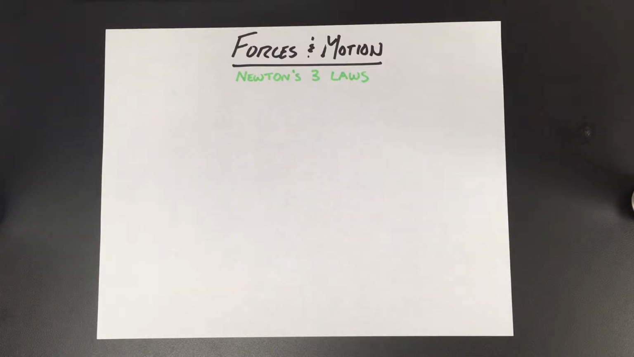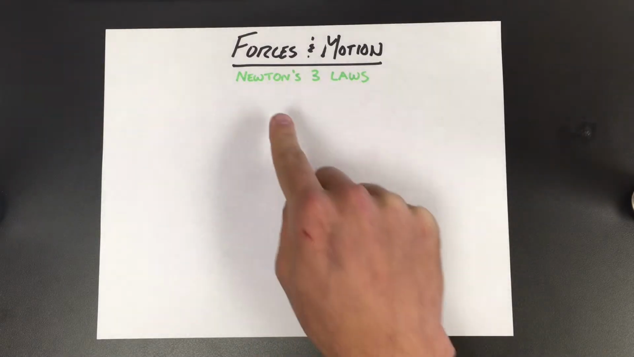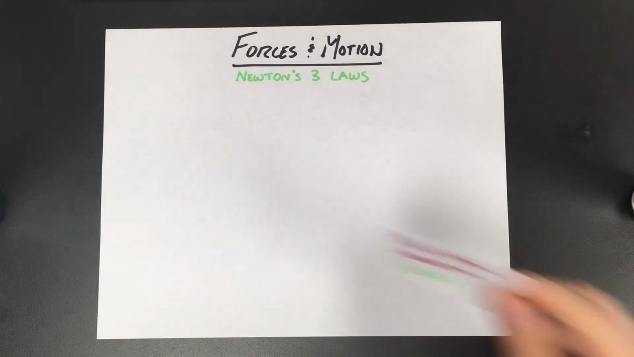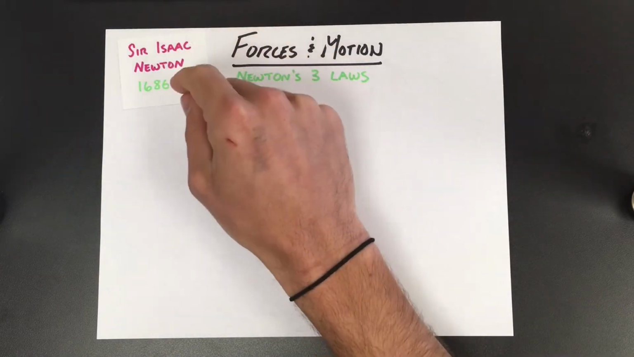All right, so we're moving into a new unit now on forces in motion. And as with most things in physics, there are some laws. These laws are going to govern or explain how motion happens and how forces can make motion happen. For forces in motion, we actually call those laws Newton's laws of motion, or Newton's three laws. And that's going to be after Sir Isaac Newton, who came up with these laws.